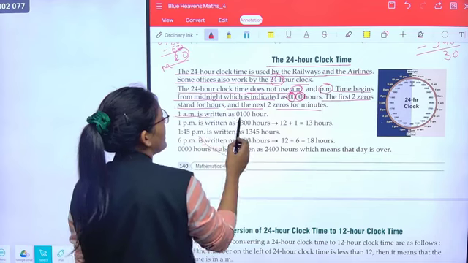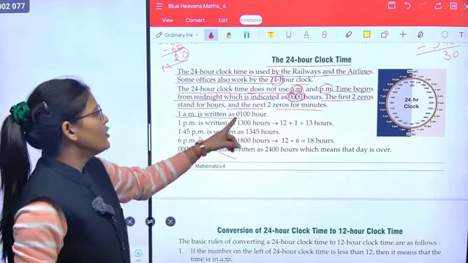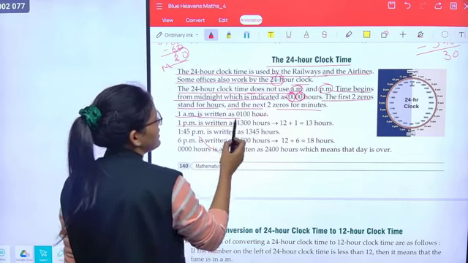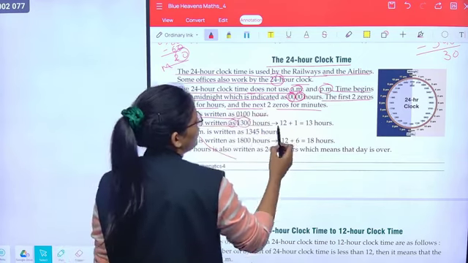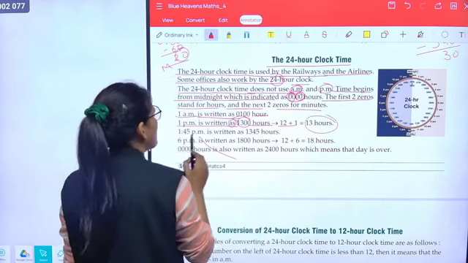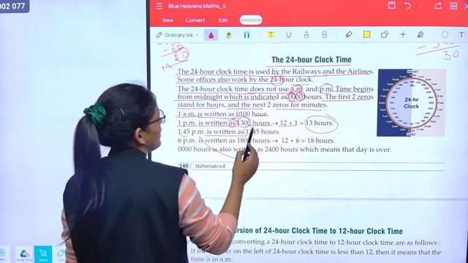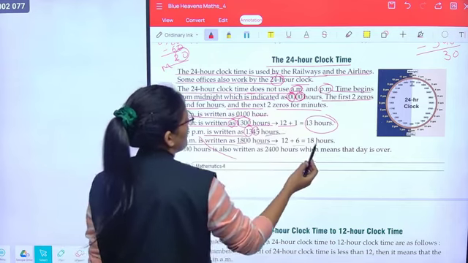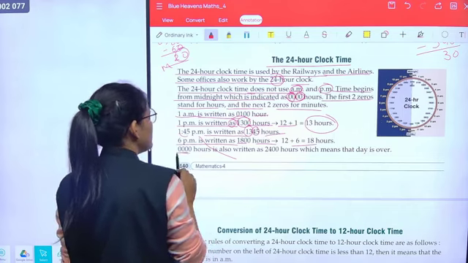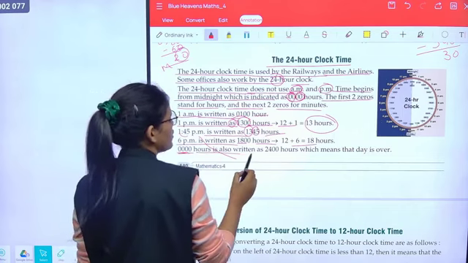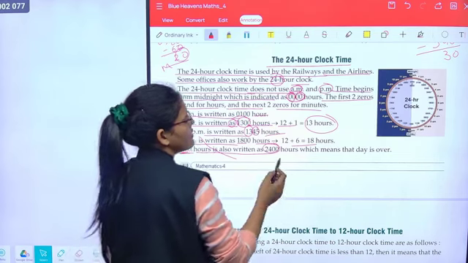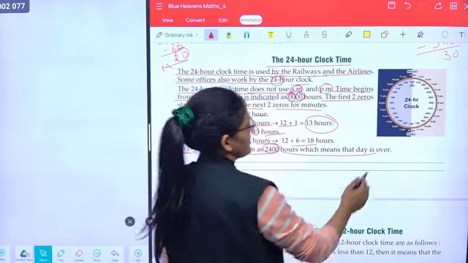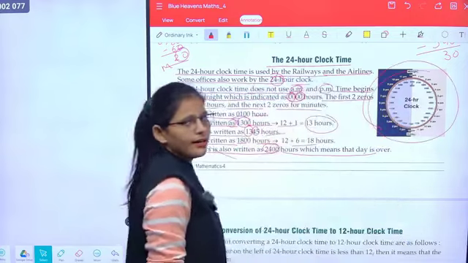1 AM is written as 0100 hours. Now 1 PM is written as 1300 hours. 12 plus 1, 13 hours. Now 1:45 PM is written as 13:45 hours. 6 PM is written as 1800 hours. 12 plus 6, 18 hours. Now zero hours is also written as 2400 hours, which means that day is over, like this. Understand class?